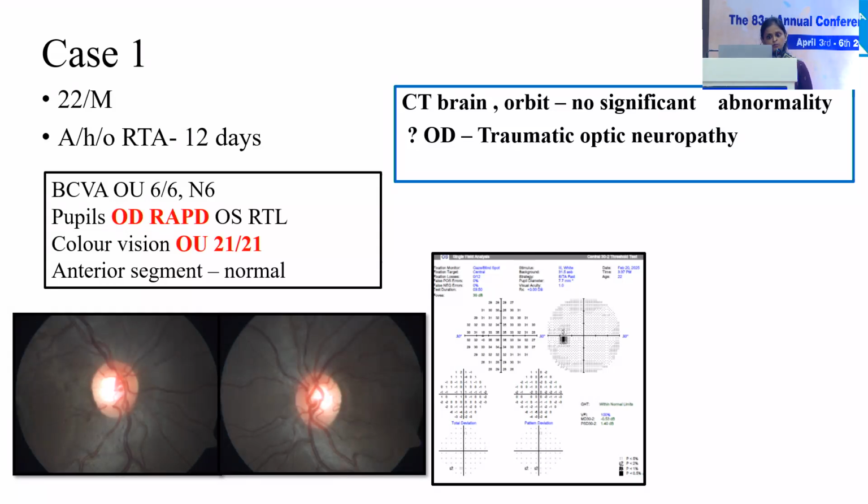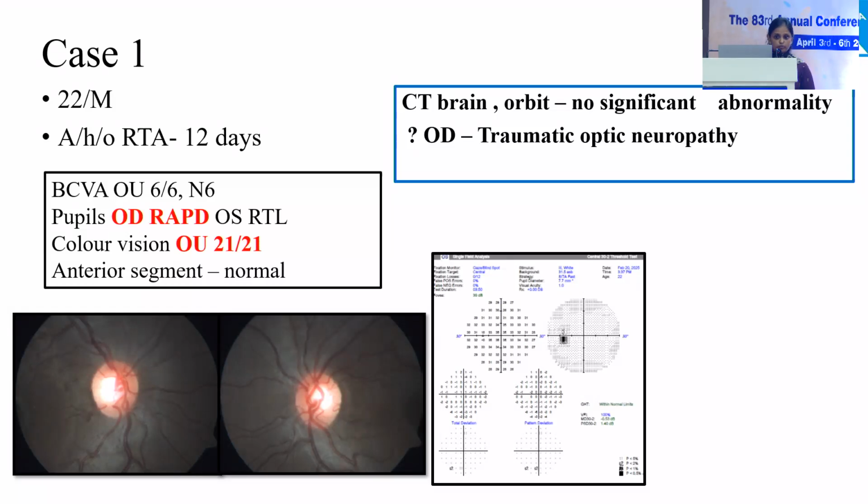The first is a 22-year-old male who had an RTA 12 days back. He presented with defective vision in the right eye. Surprisingly, his visual acuity was normal, but he did have RAPD in the right eye. His color vision was normal too. His anterior segment and fundus examination were normal, so was his CT brain and orbit.